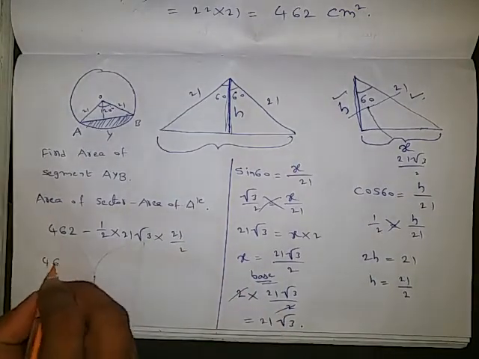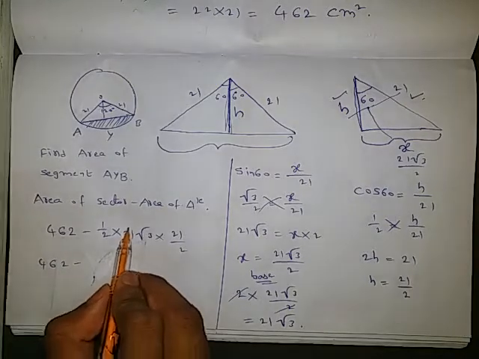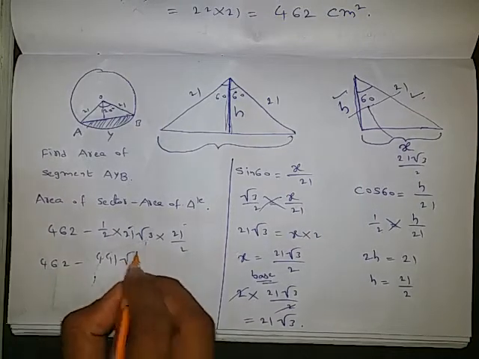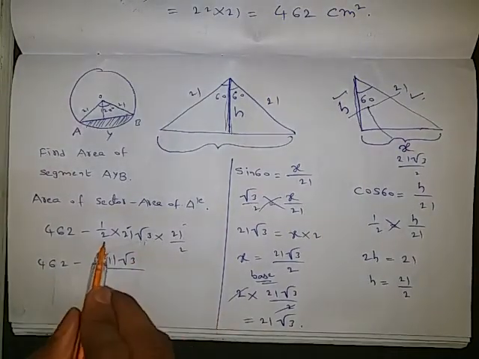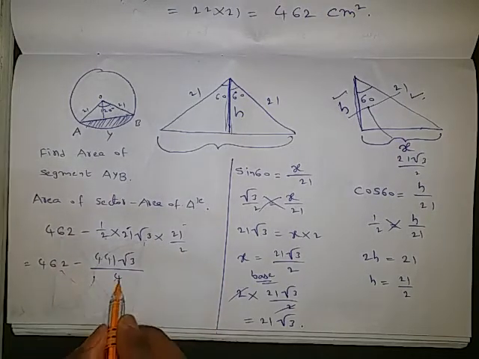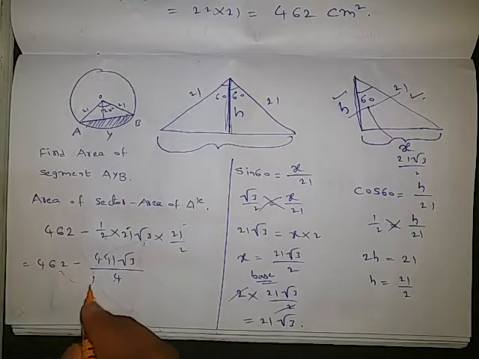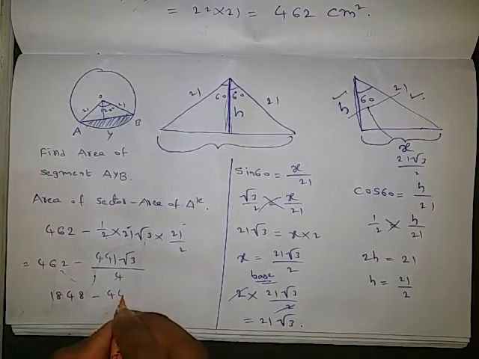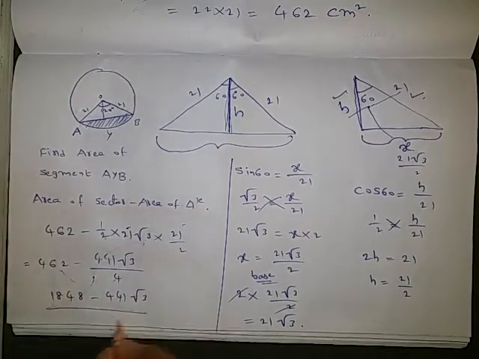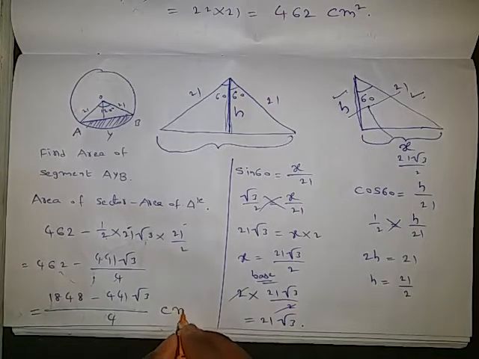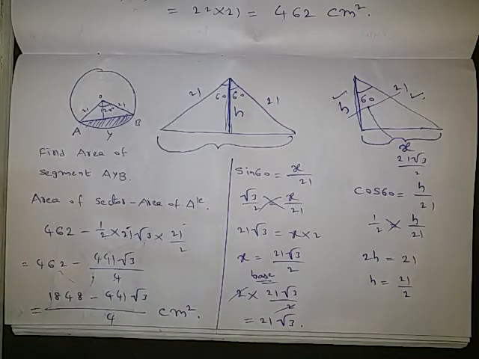So 462 minus, in the numerator 21 into 21, 441 into root 3, whole divided by, in the denominator, 2 into 2, 4. Now if we multiply here, 4 into 462, 1848 minus 441 root 3, whole divided by 4. We are finding the area and the remaining measurements are in centimeters, so this will come as centimeter square.